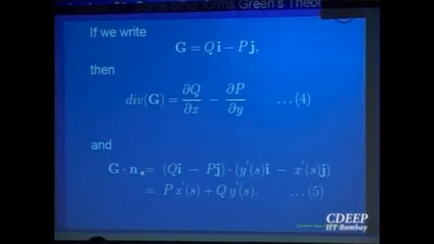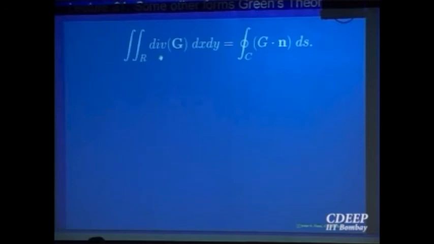N we have already computed. So let us write this vector field dot the unit normal vector n, that is P x prime s, that is the line integral part which is going to come for the Green's theorem. So the Green's theorem which we wrote for this particular special vector field G, I am not doing anything special, I am just rewriting Green's theorem for a special vector field with P and Q interchanged with the negative sign. It says double integral of divergence of G dx dy, that was the integrand on the double integral, equals the line integral of G dot n.